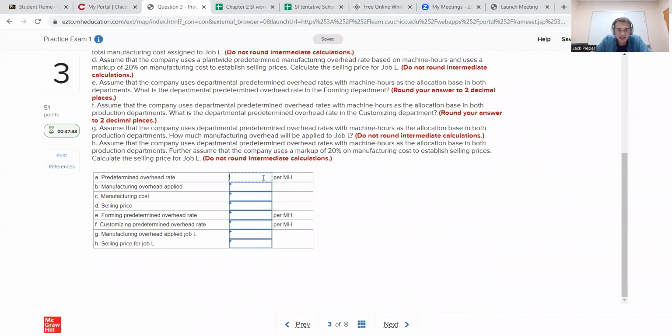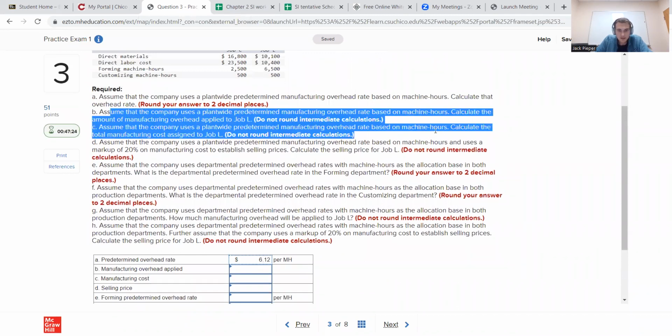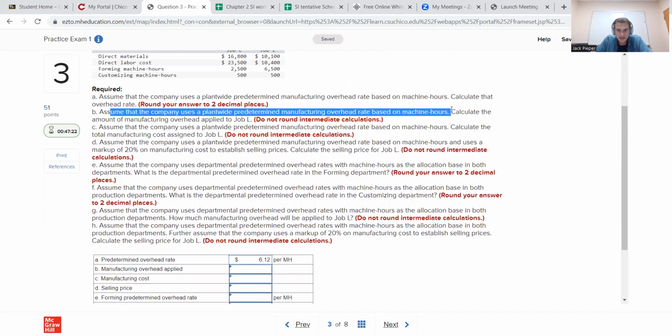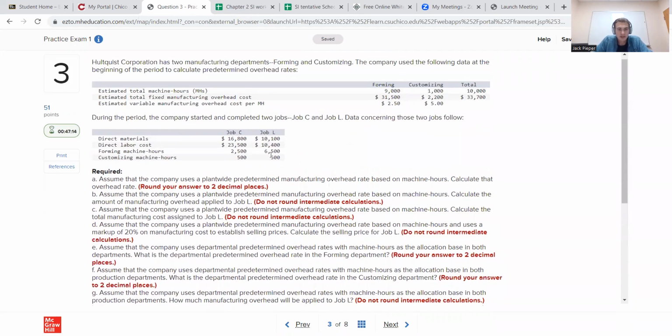All right, $6.12 per machine hour. That's how we got it. Now to find the overhead cost applied. So again, read the problem. It's the best advice I can give you. Plant-wide predetermined overhead rate is based on machine hours. Calculate the amount of manufacturing overhead applied to job L. So let's go up to job L. Since we're doing a plant-wide rate, we're not going to distinguish between the forming and the customizing machine hours. We're just going to sum the two.